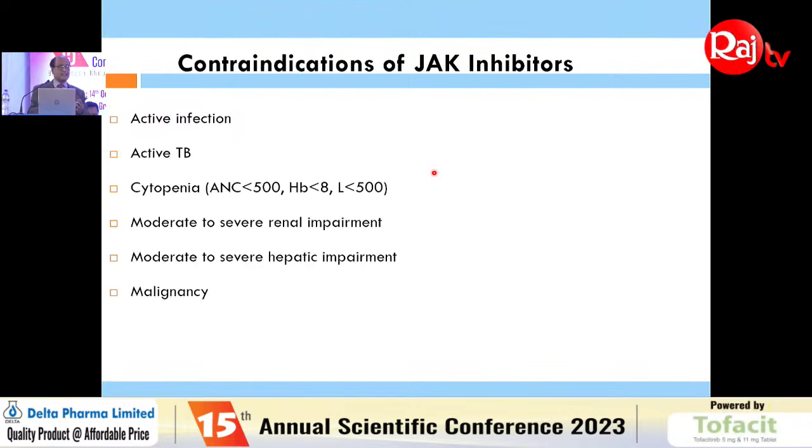So what are the contraindications, when we cannot use it? What does it mean we cannot use? If the patient is having any kind of active infection, active tuberculosis, cytopenia, moderate to severe renal impairment, moderate to severe hepatic impairment, and any kind of malignancy.